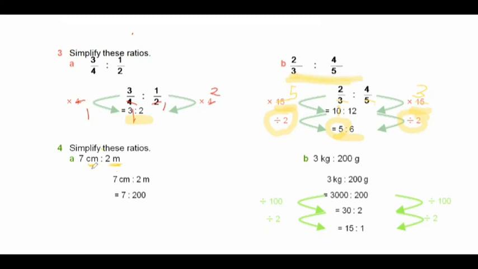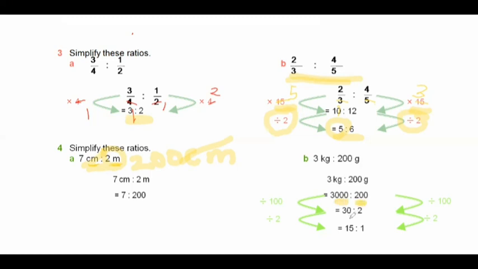When the ratios have different units, what did we do here? We converted 2 meter to 200 centimeter. So the unit has to be the same. And the final ratio does not have a unit. The centimeter and centimeter get cancelled. So the ratio of 7 centimeter to 2 meter is 7 is to 200. For 3 kg, we convert this into 3000 gram.